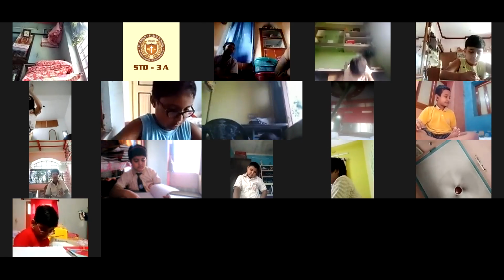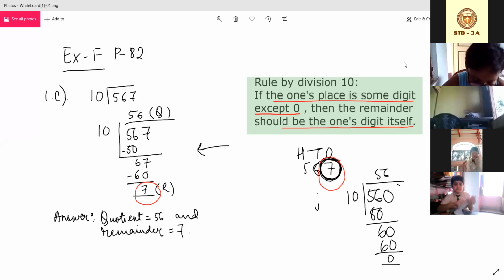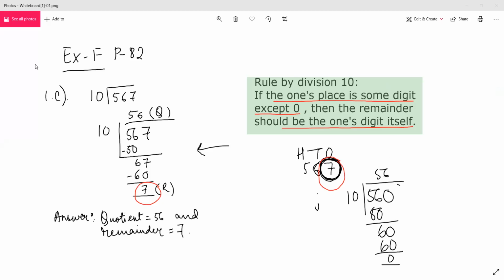So here I am sharing one picture. You need to write the green part first. I hope that you all can see. Just write today's date and everything, and write the green part first. Rule of division by 10. Write the green part.